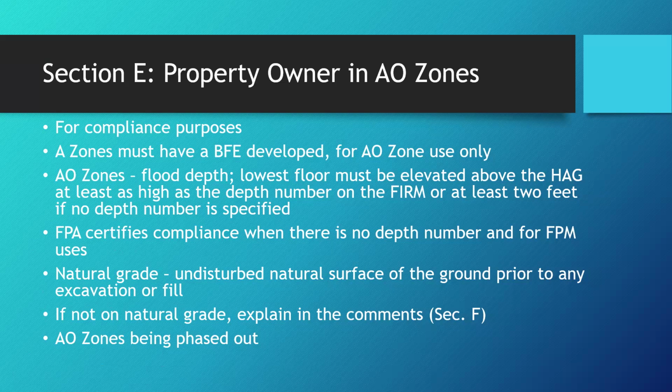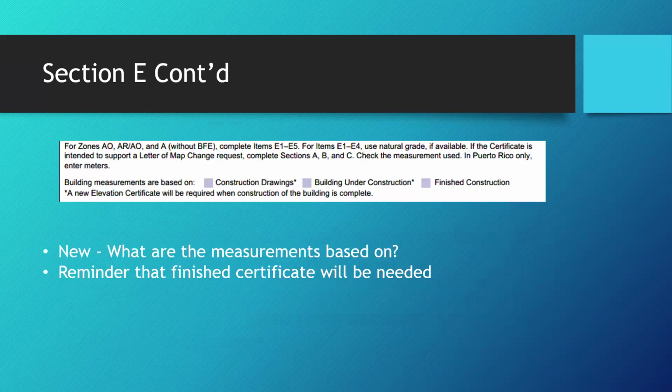And now the form distinguishes between natural grade, which is the undisturbed natural surface of the ground prior to any excavation or fill. If it's not on natural grade, then you would explain that in the comments of section F. So there's a comment section for this section E where you certify. And we're not mapping these as much anymore. We're trying to phase them out.